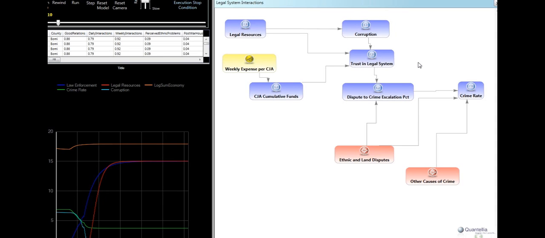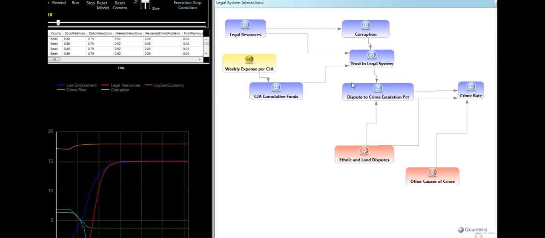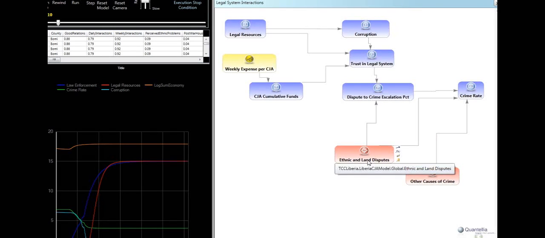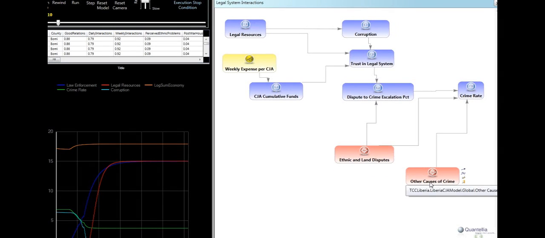And so what's going on here is we spend money on CJAs, they have more money cumulatively, that impacts the overall trust in the legal system, which impacts the likelihood that simmering ethnic and land disputes will lead to crime. Now there are a variety of kinds of crime. Ethnic and land disputes are just one, so there's also a baseline crime rate that is not influenced by the impact that we've seen here.